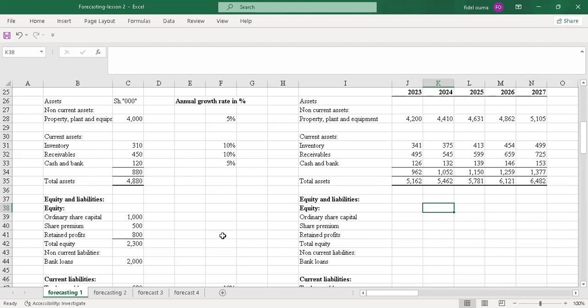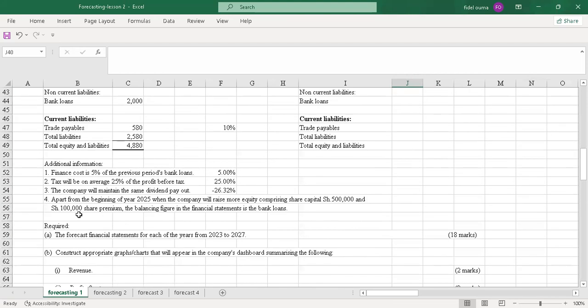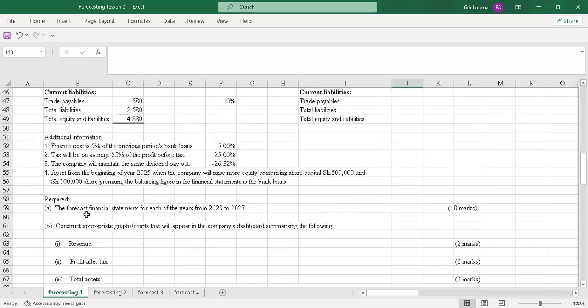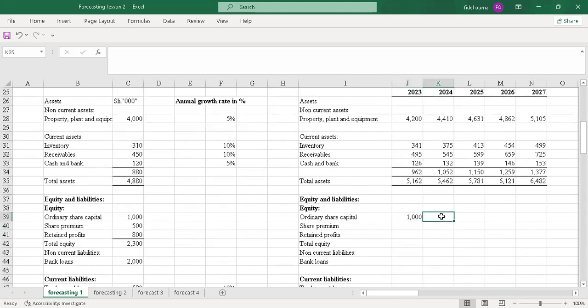Yeah, so I'll go to ordinary share capital. Yeah, and there was no growth rate, so it's constant. So I just say equals to, then I take the 1,000. Then we were told, in additional information number 4, that apart from the beginning of year 2025, when the company would raise more equity of 500,000 and 100,000 of share premium, the balance is there. But so it means from 2023, 2024, we'll have the ordinary share capital to be 1,000.